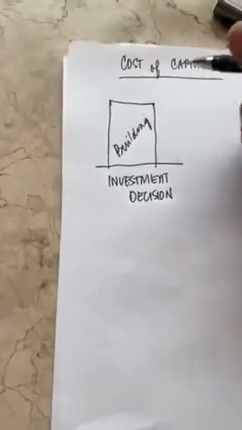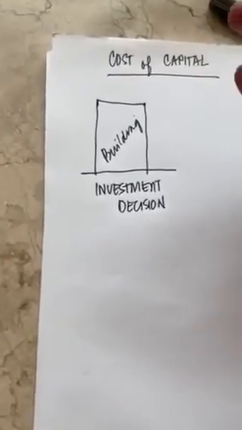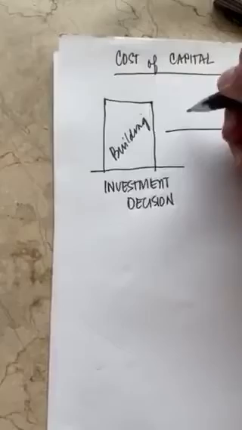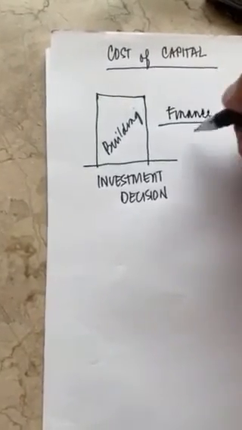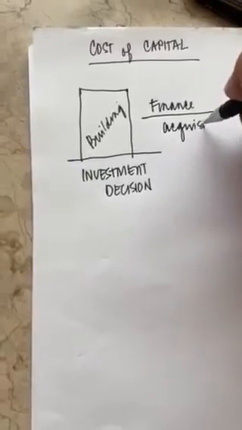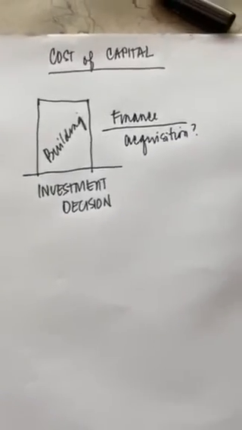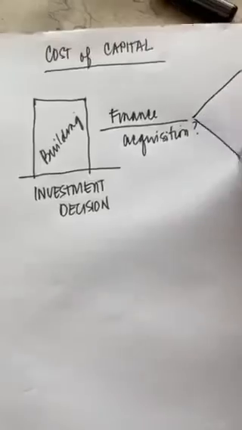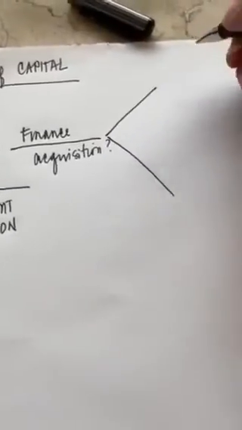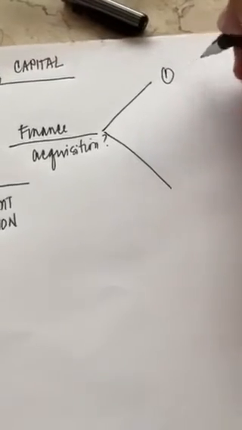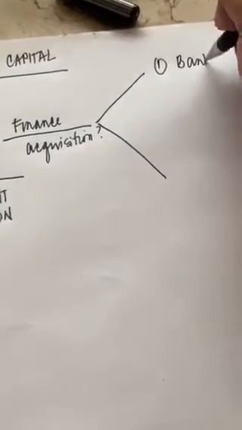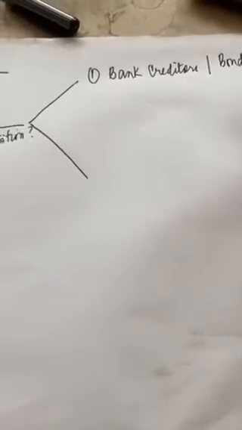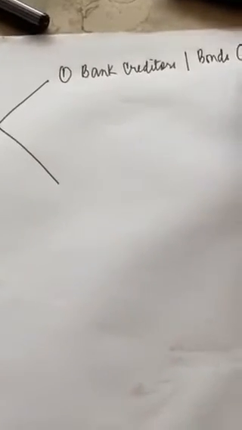Okay. Now, knowing that the investment is purchasing a building, the next question is, how do we finance? How will the company finance the acquisition of the investment? Of course, in financing your project, you can have two sources of funds. Number one, of course, are your bank creditors. Or you can actually issue bonds, just like what we have discussed earlier. Okay, so this is actually your debt.